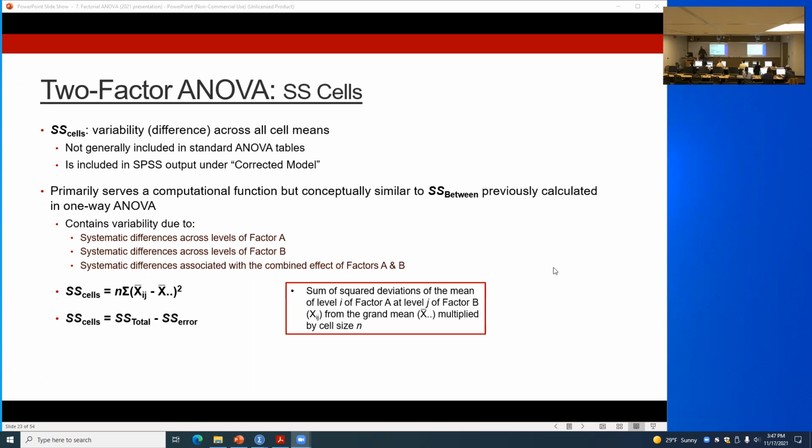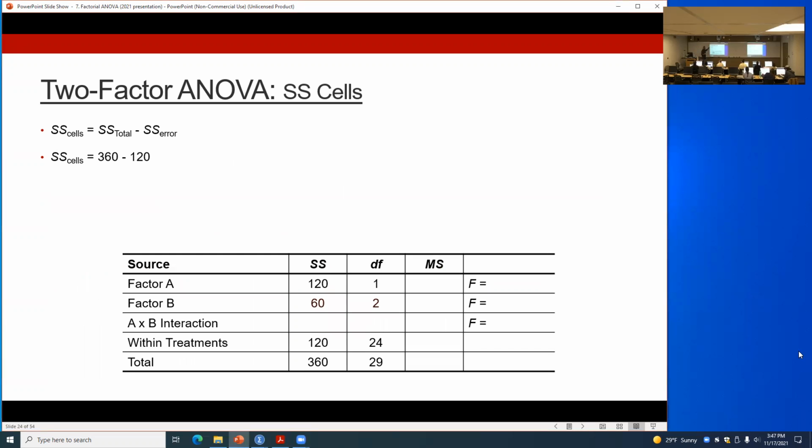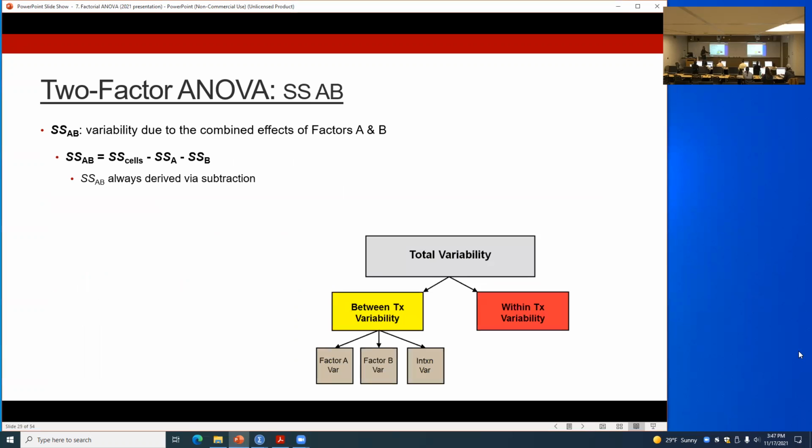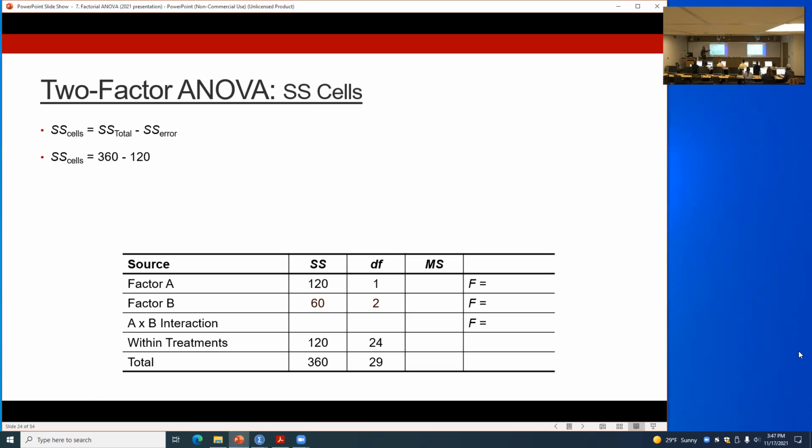People see what we've got going on with this computational figure here. We're just looking at total variability across our individual cells. So sum of squares cells is going to be sum of squares total minus sum of squares error, 360 minus 120, which is going to give us our value for that. Again, this isn't something that goes into the table, but it's something going on in the background.